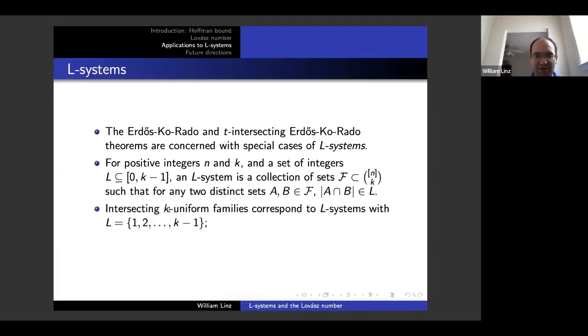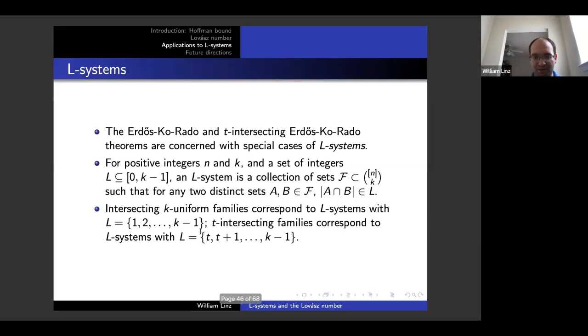So, for example, intersecting k-uniform families correspond to L-systems where L is the set of integers from 1 up to k minus 1. t-intersecting families correspond to L-systems with L being t, all the way up to k minus 1.